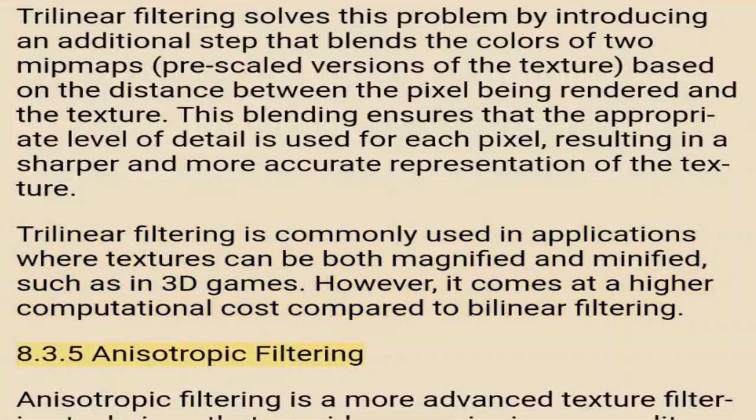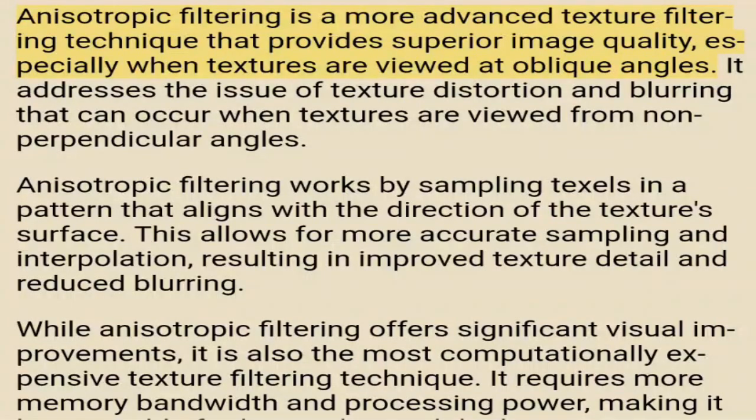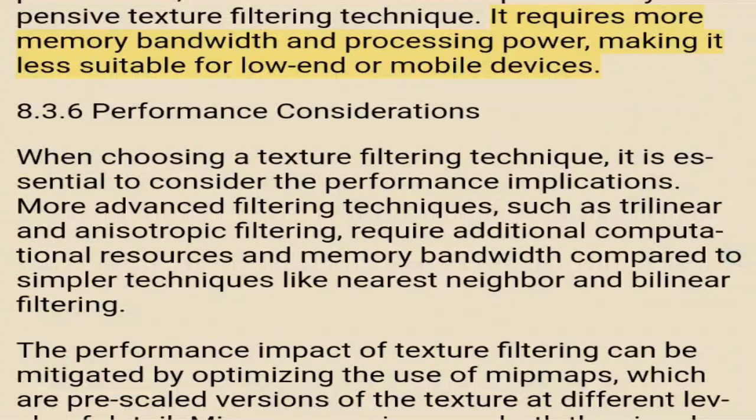8.3.5 Anisotropic filtering. Anisotropic filtering is a more advanced texture filtering technique that provides superior image quality, especially when textures are viewed at oblique angles. It addresses the issue of texture distortion and blurring that can occur when textures are viewed from non-perpendicular angles. Anisotropic filtering works by sampling texels in a pattern that aligns with the direction of the texture's surface. This allows for more accurate sampling and interpolation, resulting in improved texture detail and reduced blurring. While anisotropic filtering offers significant visual improvements, it is also the most computationally expensive texture filtering technique. It requires more memory bandwidth and processing power, making it less suitable for low-end or mobile devices.